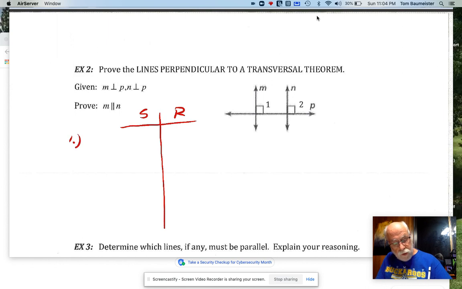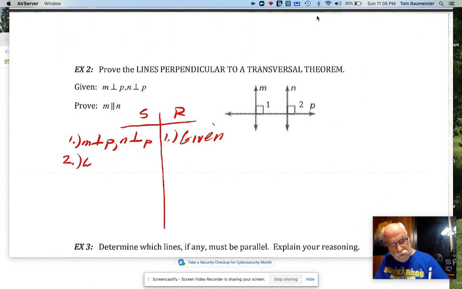The first one we should always write is our given. So we're going to say that M is perpendicular to P, and N is perpendicular to P, again, by our given. And what do we know when they're perpendicular? We know that they're right angles, so we can say that angle 1 and angle 2 are right angles.